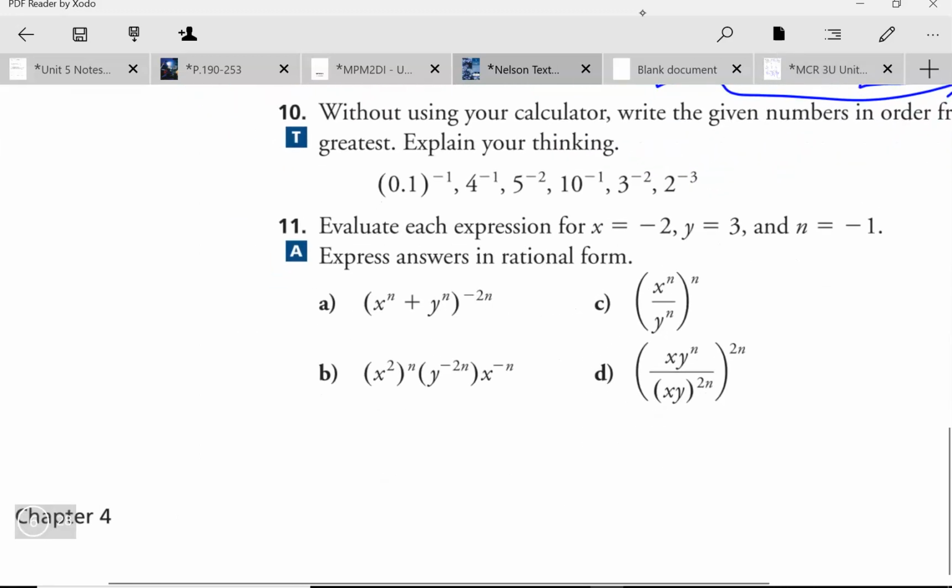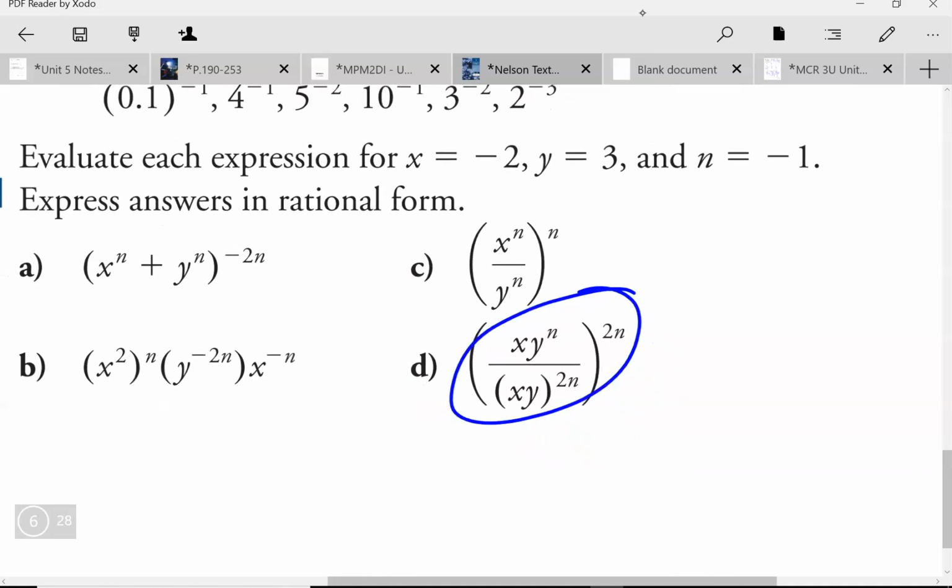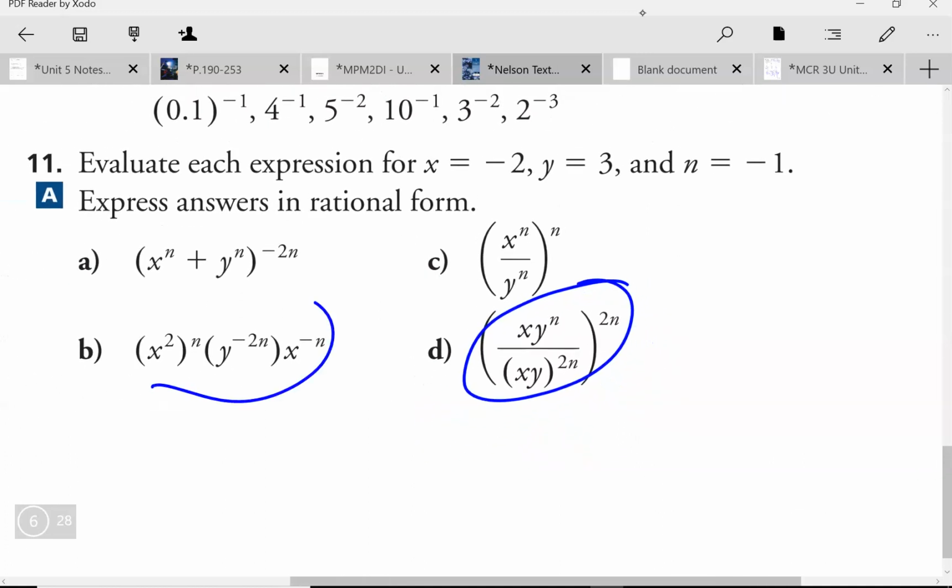Okay, I'd actually take a look at some of these questions. These are very good questions to try and practice. Let's look at that one. Here again, you can do this many different ways. Let's try and simplify inside the bracket first.